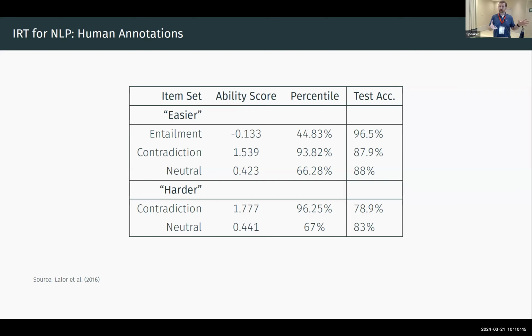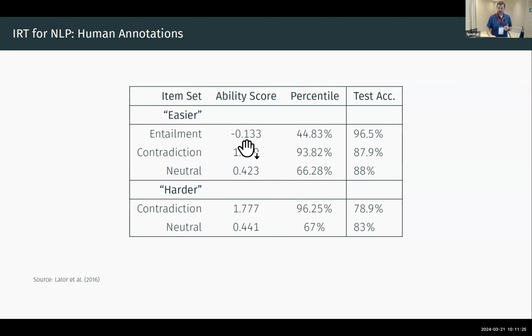So we can take those items, learn the difficulty parameters of them, and then give the test that is generated as a result of that IRT model fitting to, I think in this case, an LSTM model at the time. And what we learned is a couple of interesting things. First, I want to show you the test accuracy. The first thing to note is what we thought were easier. Raw accuracy on these test sets, we see 96%, 87%, 88%, excuse me. And then in the harder test set, the raw accuracy is lower: 78%, 83%. So roughly speaking, they are harder.